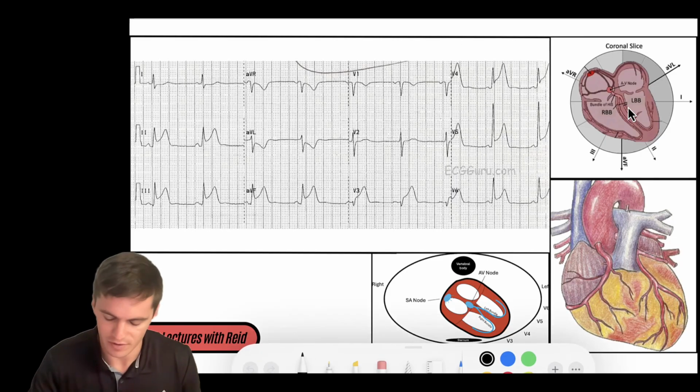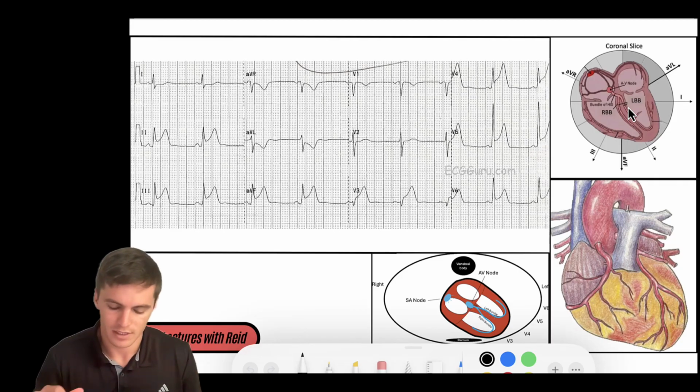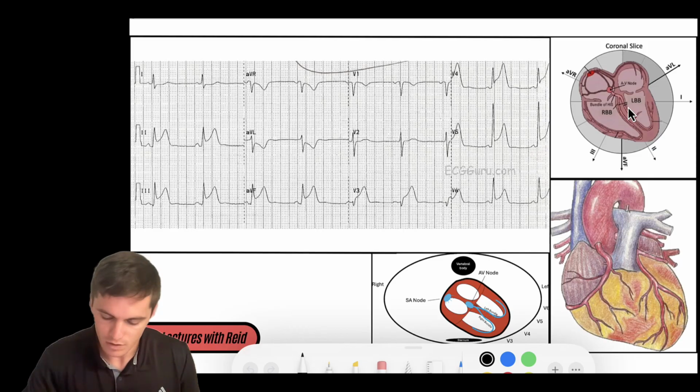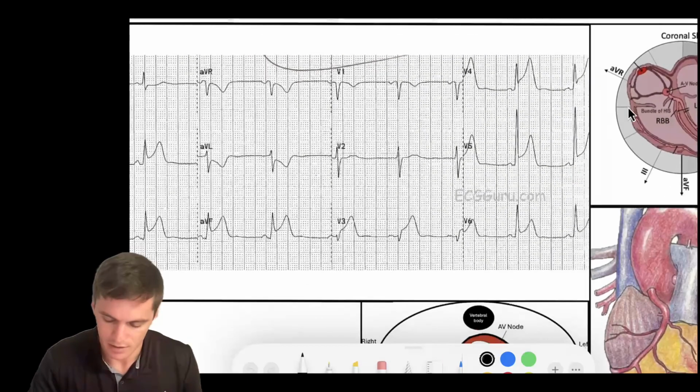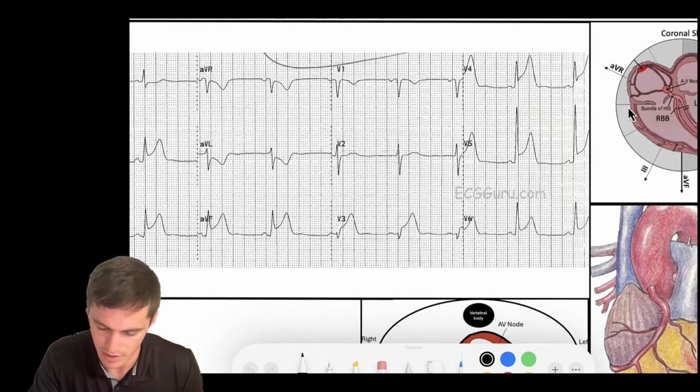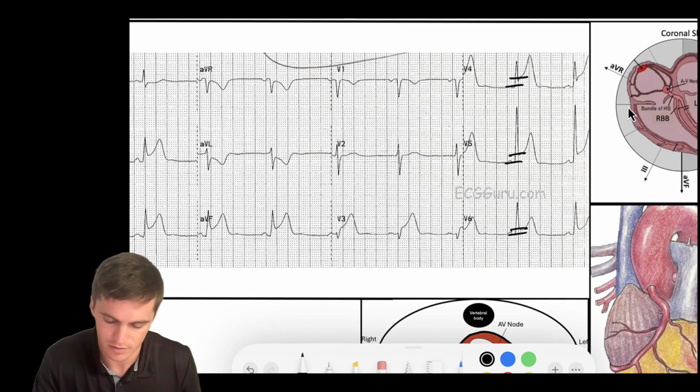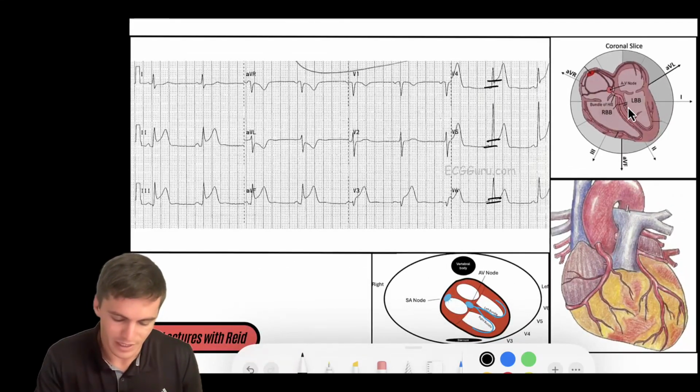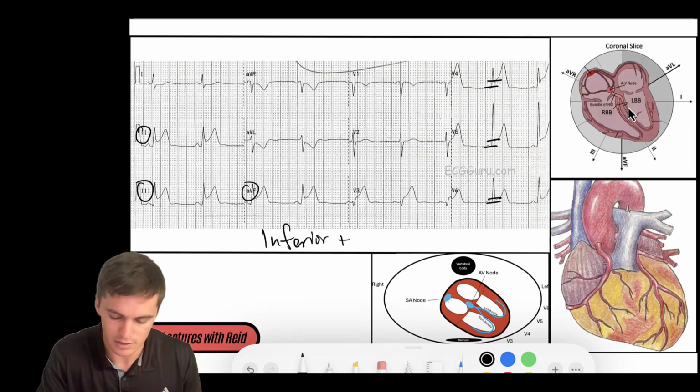It's another example of a left circumflex occlusion. Same principle. Let's look here. We've got lateral ST segment elevation, right, in V4, V5, V6. And we've got inferior, 2, 3, and aVF. So right now we have an inferior plus lateral STEMI.